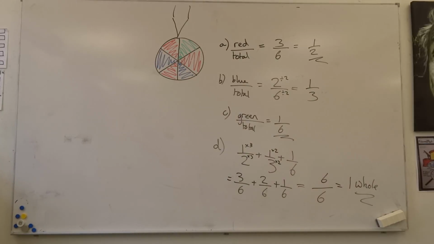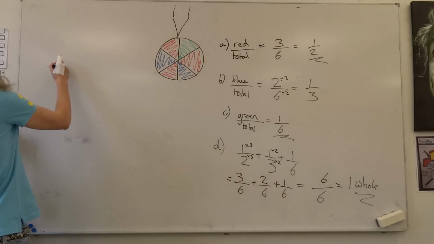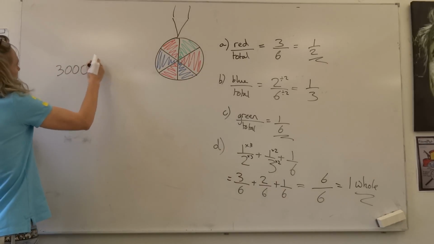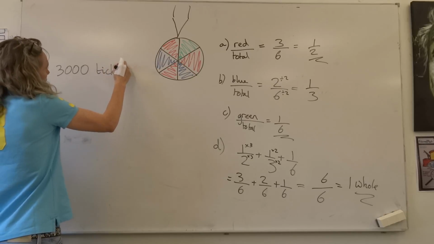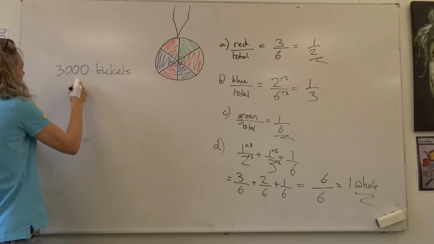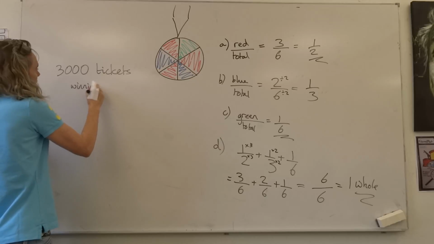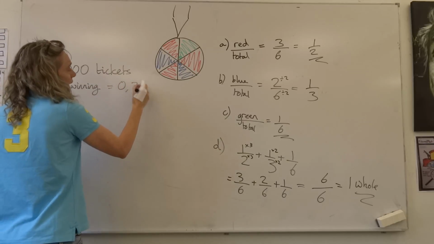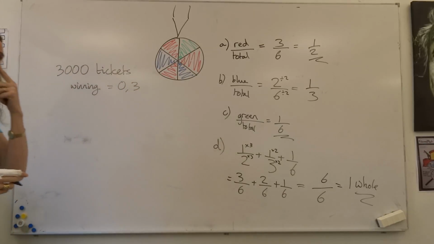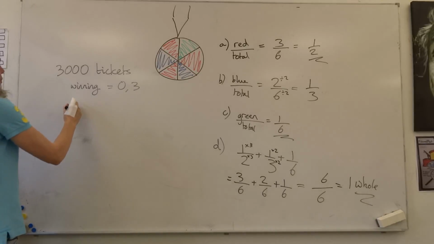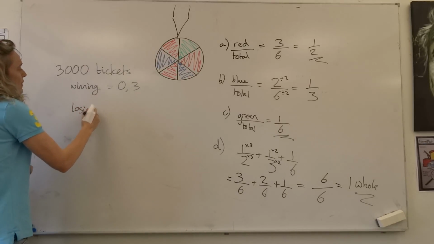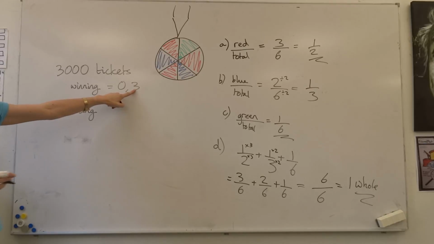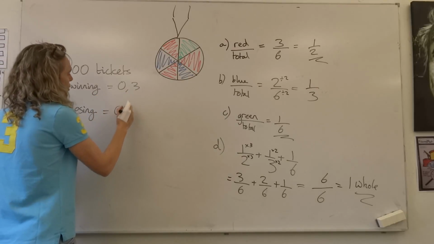And then the final question is, you have a lottery with 3,000 tickets. The chance of winning on this lottery is 30%, which is 0.3, which means that the chance of losing, if there's a 30% chance of winning, which is 0.3, there must be a 70% chance of losing.